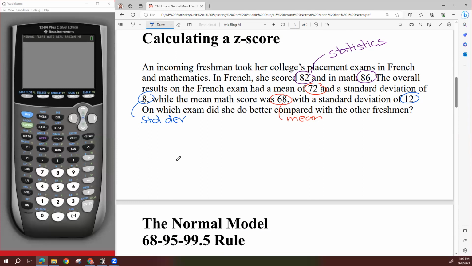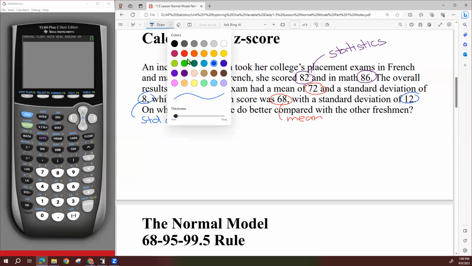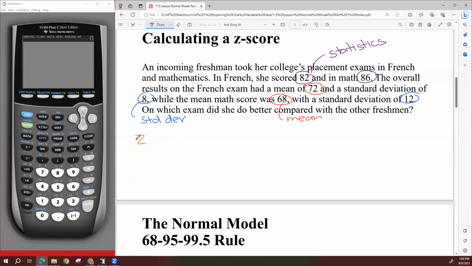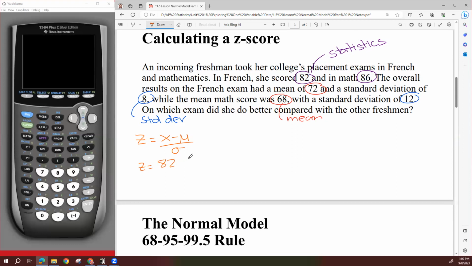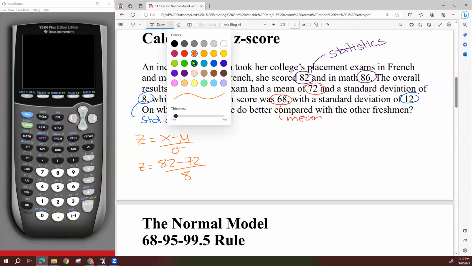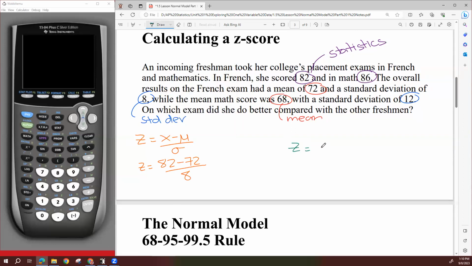So we can calculate z-scores for both of them. For French, we will use our formula. She scored an 82, and we're looking for a Z. The French exam had an average of 72 with a standard deviation of 8. And for math, she scored an 86, subtract away the average on math of 68, divided by the standard deviation of 12. I'm going to pause while I calculate this.